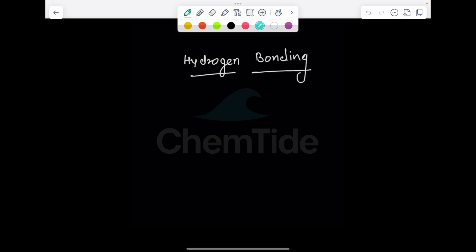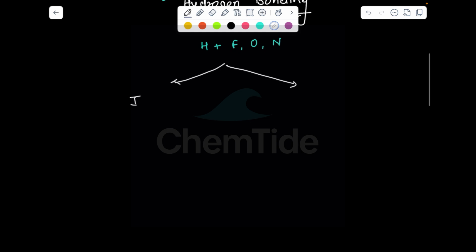Hello students. Today we are covering hydrogen bonding and the related PYQs of JEE of different years. Let us understand the meaning of hydrogen bonding. Hydrogen bonding is a very special type of bonding where hydrogen is combined with a highly electronegative element: fluorine, oxygen, or nitrogen. We can classify hydrogen bonding into two patterns: one is called intermolecular hydrogen bonding and the other is called intramolecular hydrogen bonding.